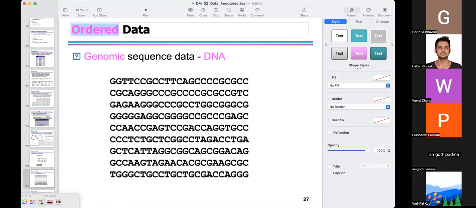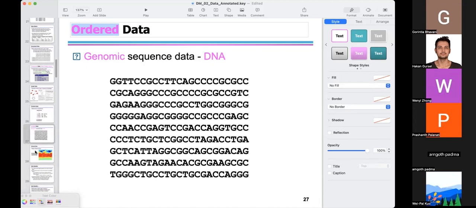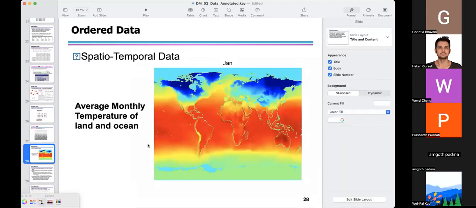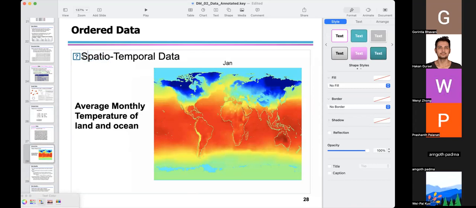But it doesn't look like a table, right? So I'm just trying to show that there are data that are structured, that have their own structure different than a table. Here's the spatial data, spatial temporal data. This is more of a visualization of the monthly temperatures of the land and the ocean. You can see here the blue ones is where it's very cold. It's way below freezing. Up here we have the North Pole, those dark blue areas.